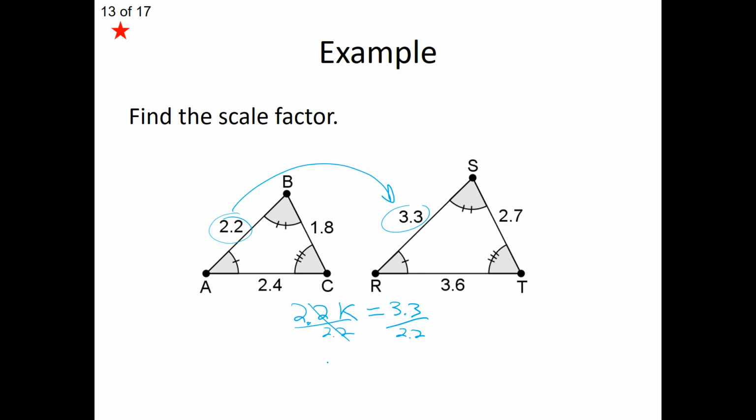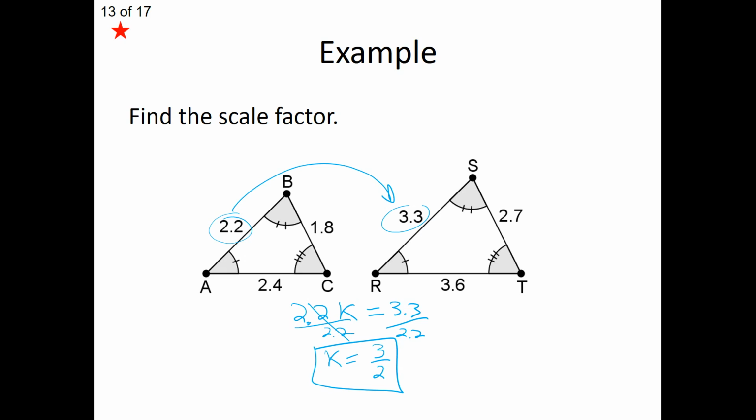And as it turns out, 3.3 and 2.2 can actually simplify. 1.1 divides into each of them evenly. So 3.3 divided by 1.1 is just 3, and 2.2 divided by 1.1 is 2. So my scale factor is 3 over 2. So take 2.2 and multiply it by 3/2, it's going to turn into 3.3.